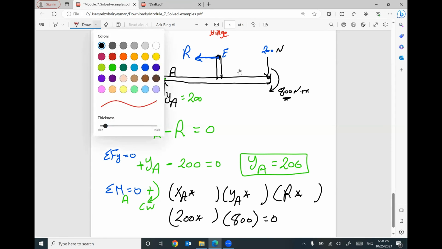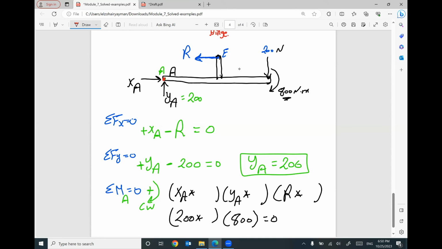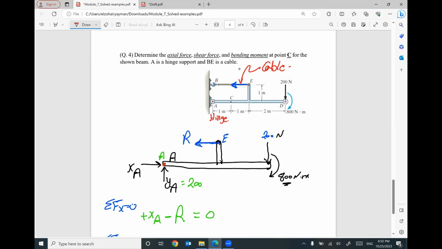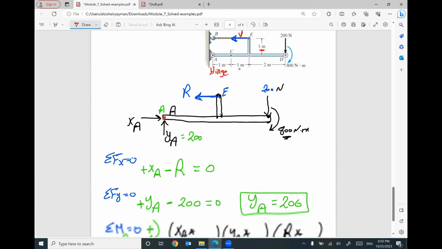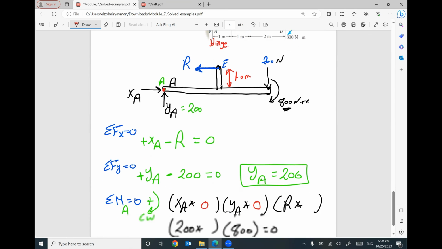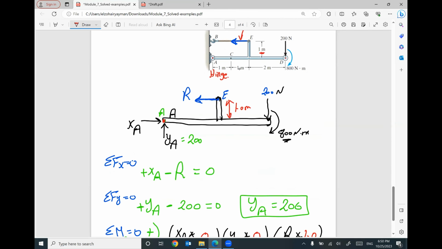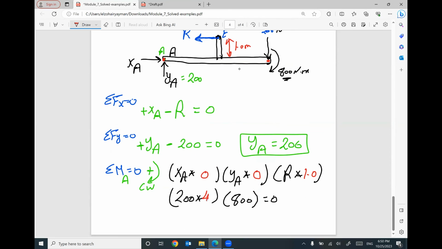Keep in your mind, you are sitting at A, so the distance between XA and A is 0, YA and A is 0. Between R and A is a vertical distance, 1 meter. This vertical distance is 1 meter. That makes sense? The distance between 200 and A is a horizontal distance equal to 4 meters. And the 800 does not need distance.